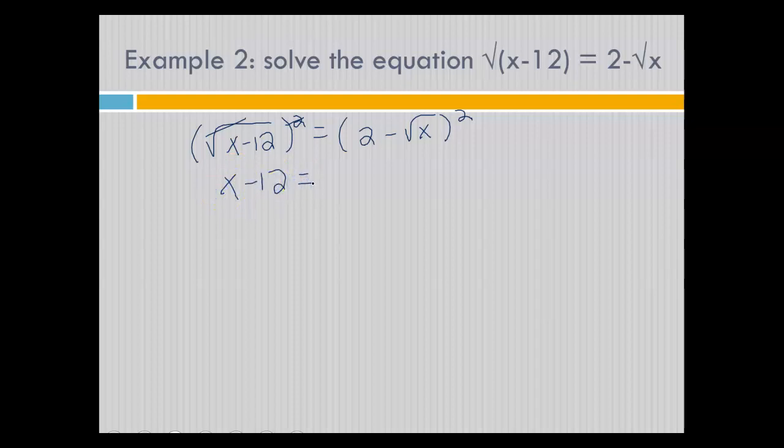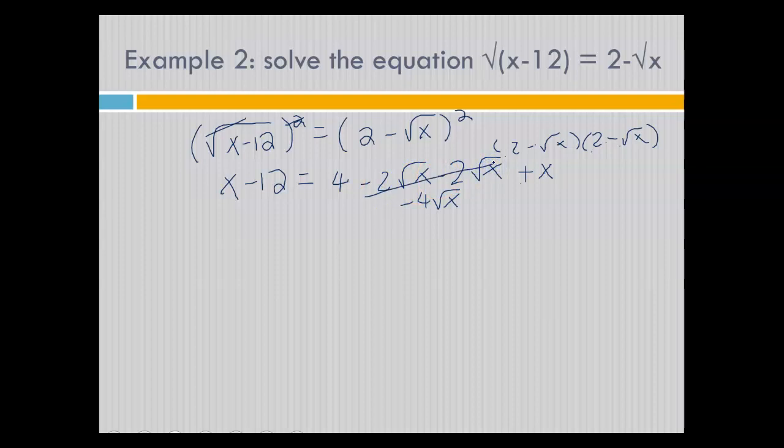What do you have to do if you have a binomial squared? FOIL. So that's technically 2 minus root x times 2 minus root x. 2 times 2 is 4. 2 times negative square root x is minus 2 square roots of x, and then it happens again, so it'd be minus 4 square roots of x. Because a negative times a negative is a positive, a square root times a square root cancels to leave you x. So you get 4 minus 4 square roots of x plus x.